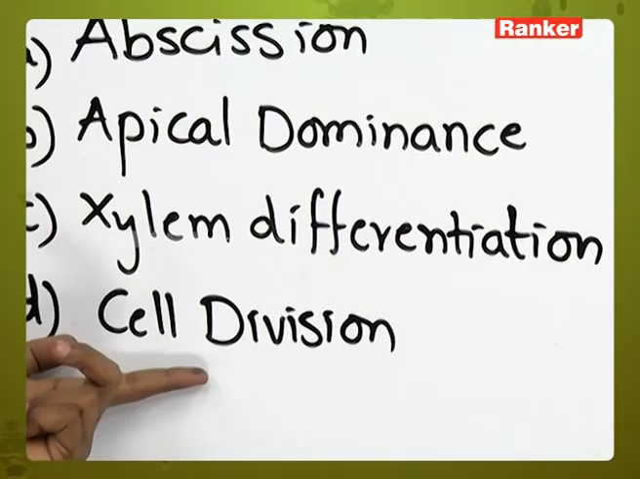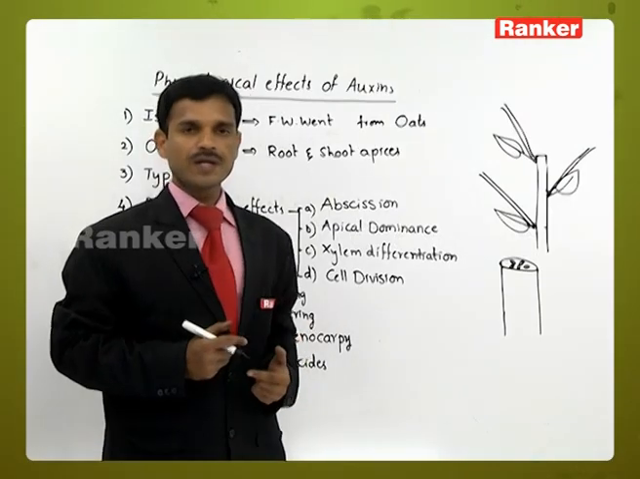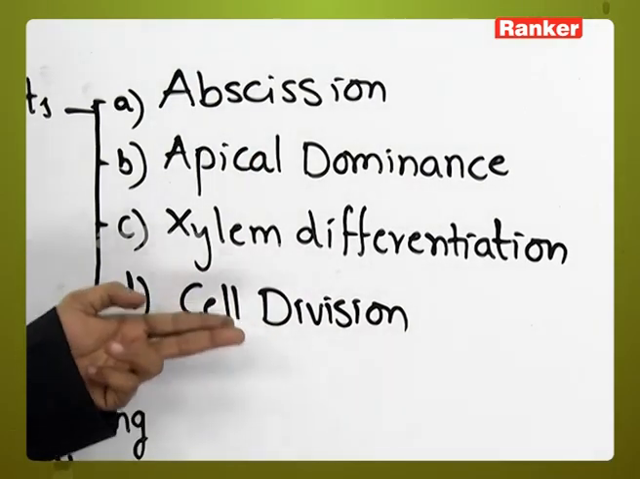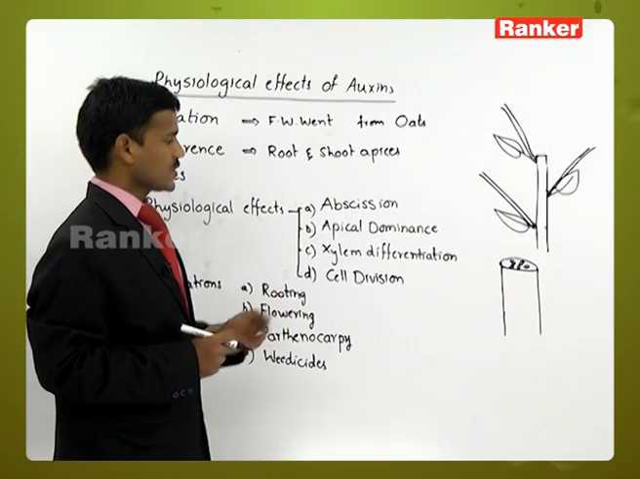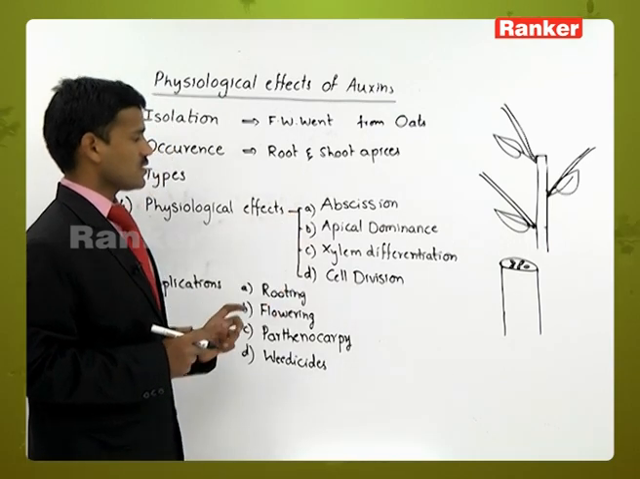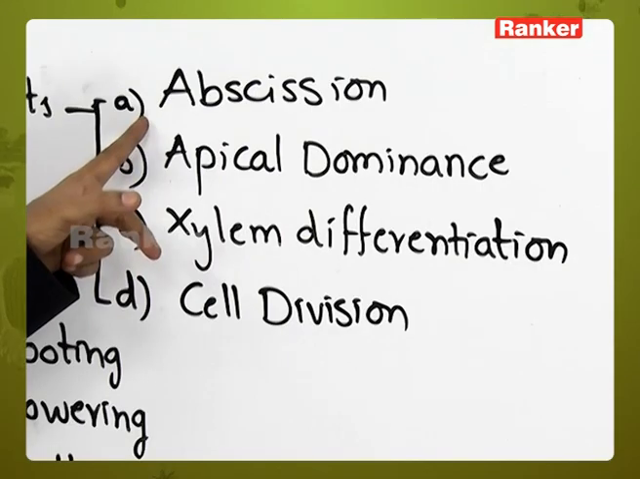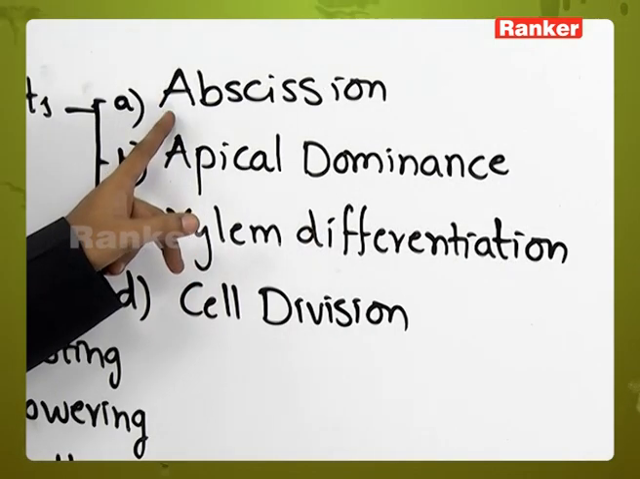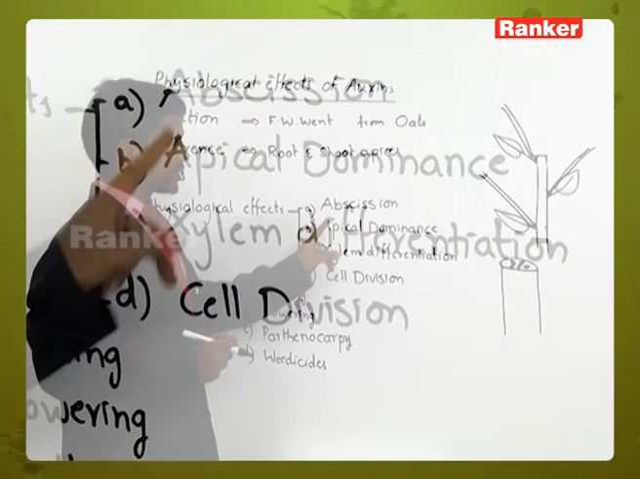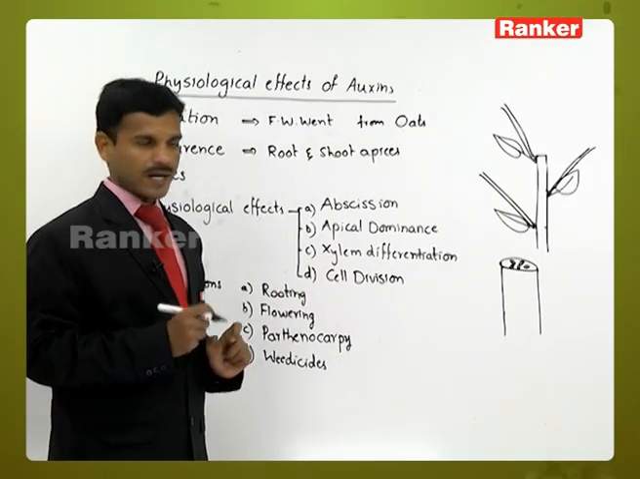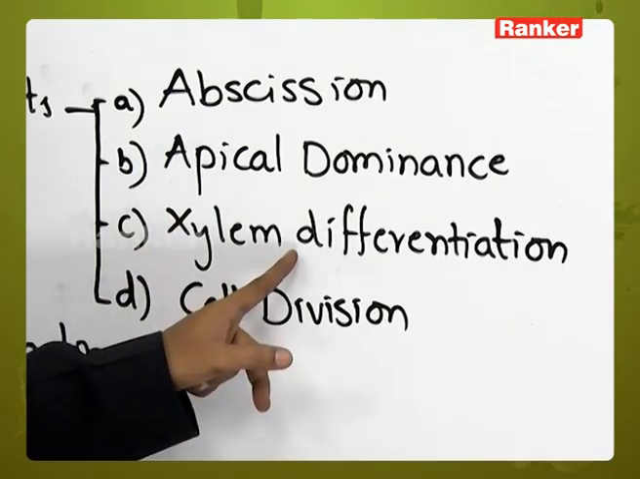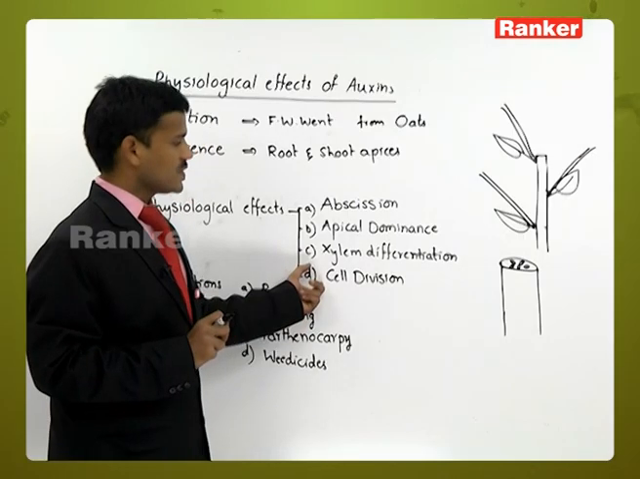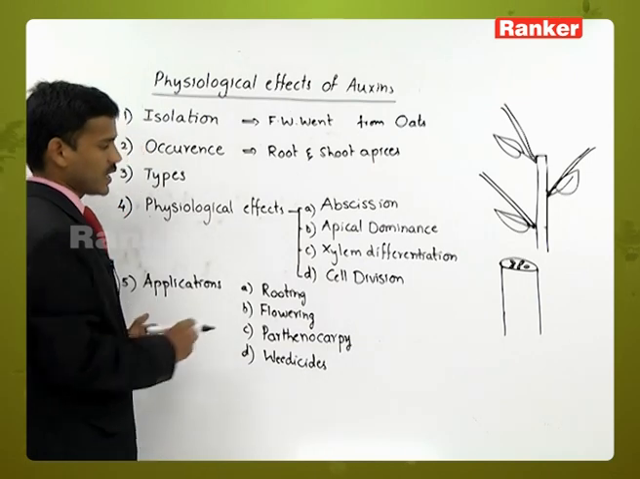Next is cell division. In addition to cytokinins, auxins are also involved in cell division, that is kinesis. So these are the physiological effects of auxins: abscission, the falling of leaves and fruits, fruit drop or leaf drop; apical dominance, the apical bud showing dominance over the lateral buds; xylem differentiation, the formation of xylem; and cell division, kinesis, cytokinesis.